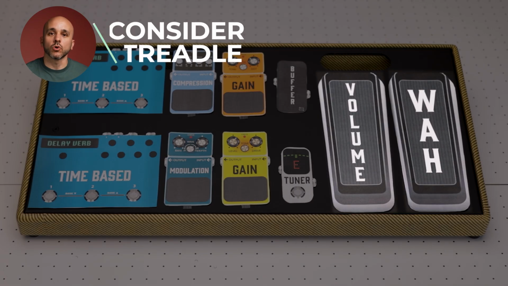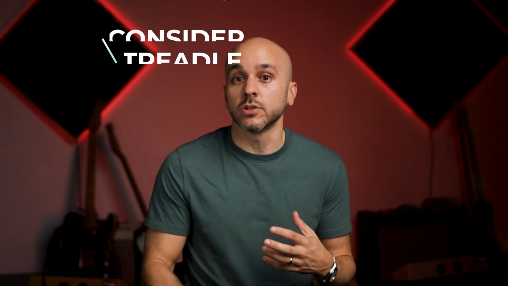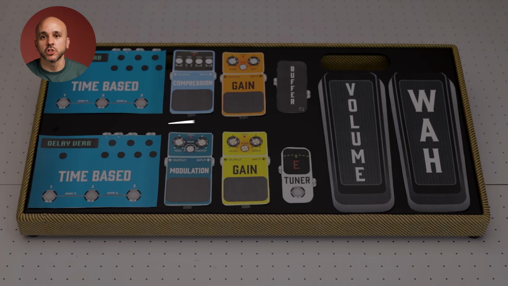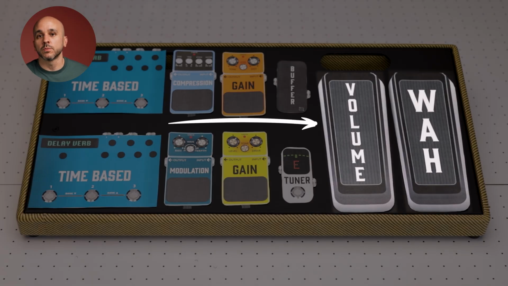Next, consider your treadle pedals. These will be your foot-controlled pedals like a wah or volume. If you're like me and have a preferred foot you like to control them with, make sure those pedals are on the same side. For example, even if your volume pedal is right in the middle of your signal chain, by putting it on the far right side of your board, it'll make it so much easier to control.